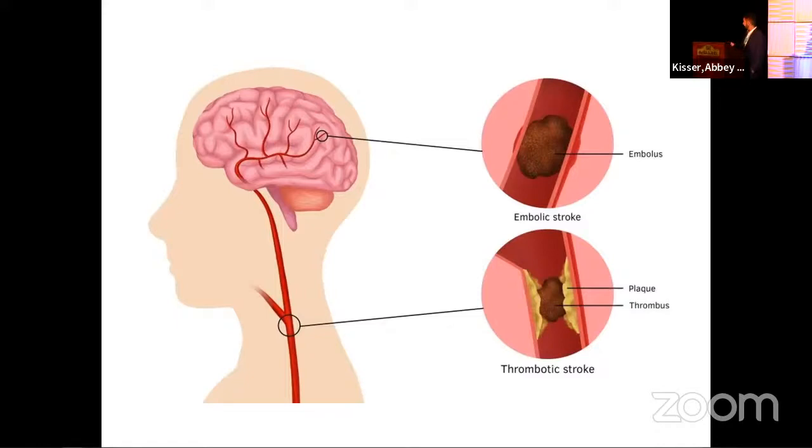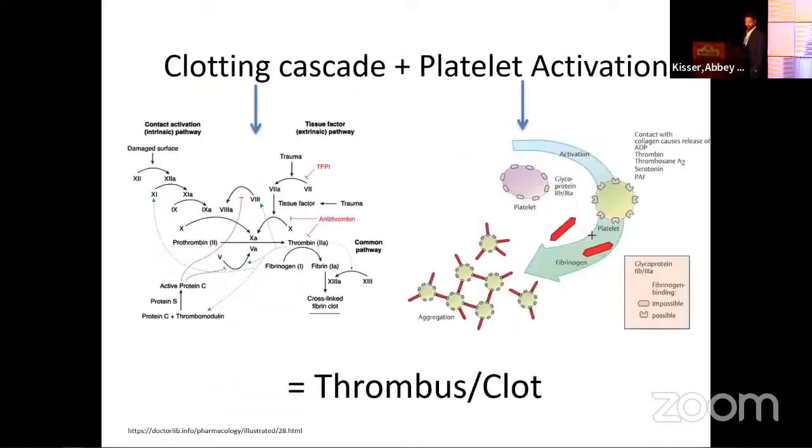So as you know, stroke happens because you have a clot that goes up to the brain. So that's the embolic stroke. Or you have atherosclerotic disease from artery to artery. But it's all about this thrombus and clot. And the thrombus clot forms because we have the clotting cascade, which cross-links the fibrin. And then we have the platelet-rich platelet that aggravates and causes clot. So these are the two pathways that cause this problem.